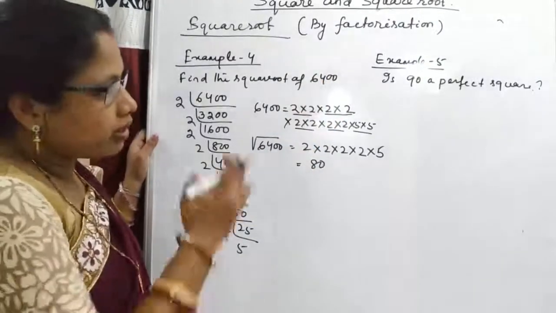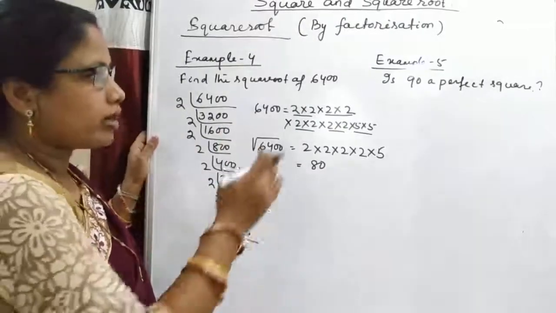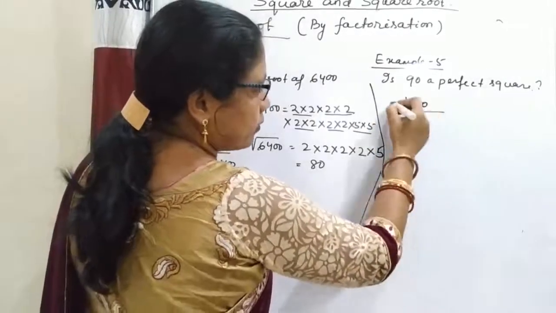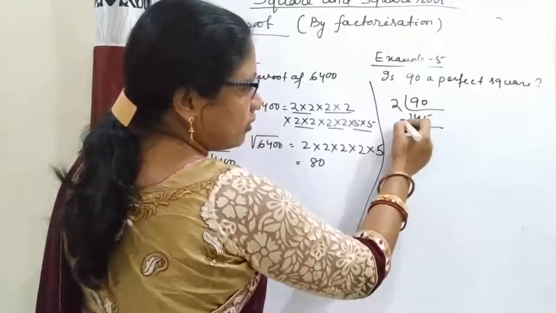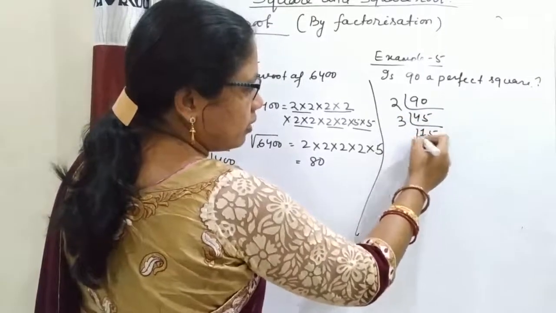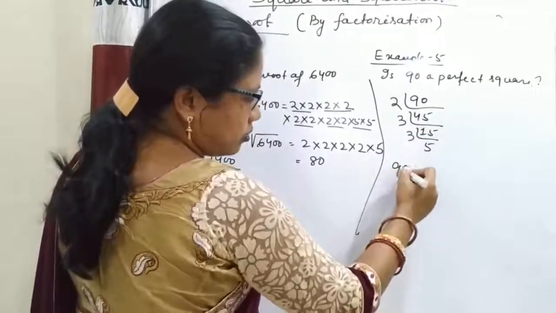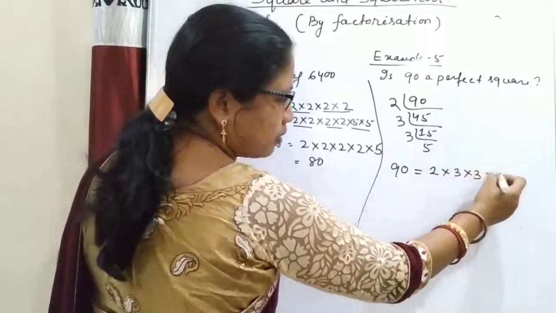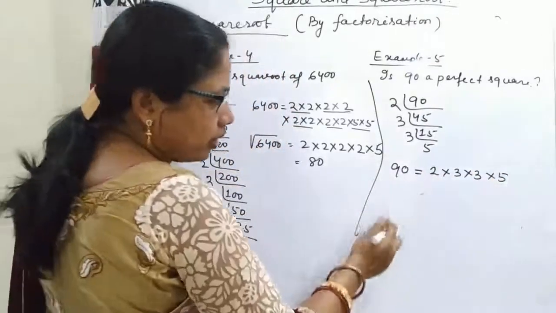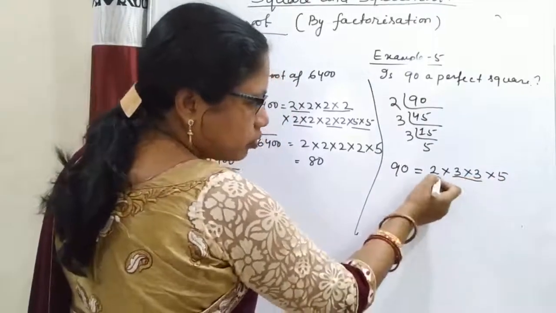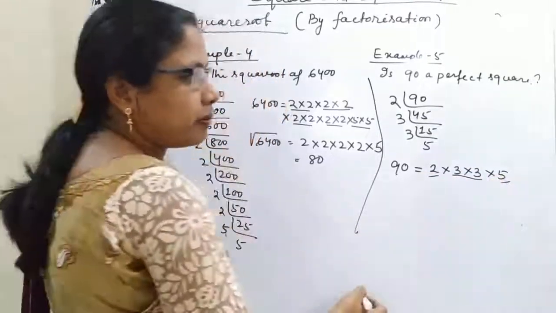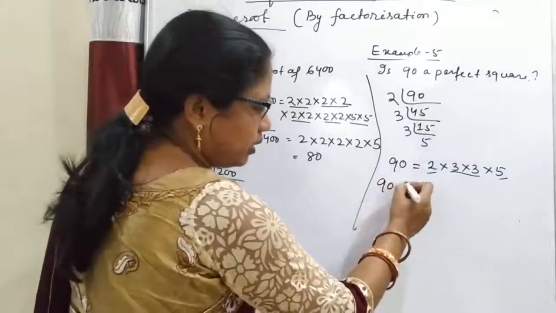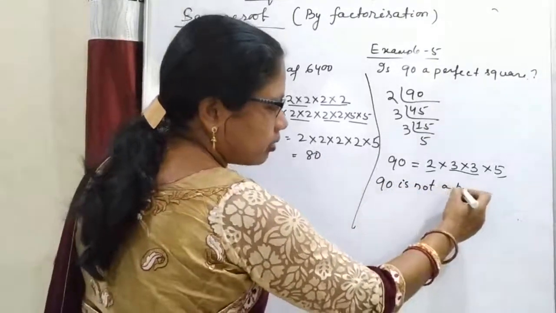Next example 5: is 90 a perfect square? To test whether 90 is a perfect square or not, we have to factorize first. So here 90, 45, then 3, 15, then 3, 5. So 90 is equal to 2 multiplied with 3 multiplied with 3 multiplied with 5. So here 3 can be paired, but 2 cannot be paired and 5 cannot be paired. So that means 90 is not a perfect square.